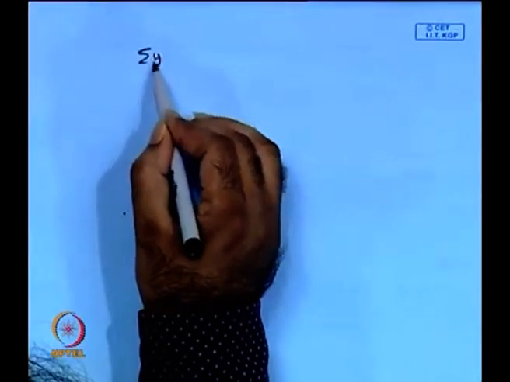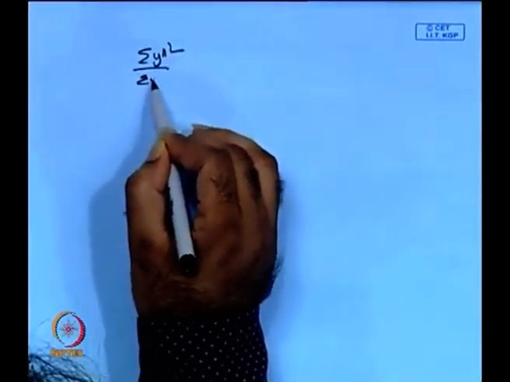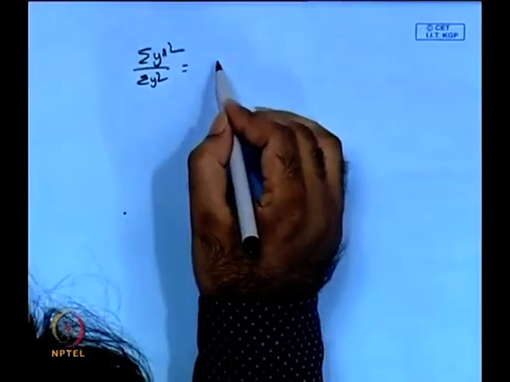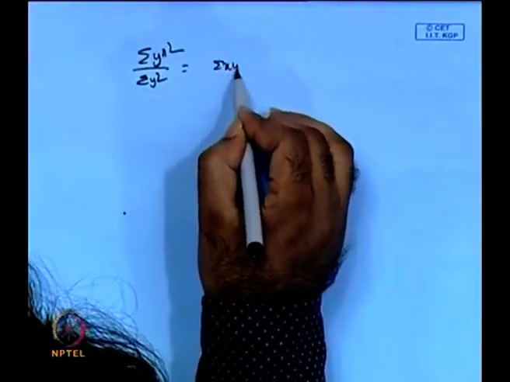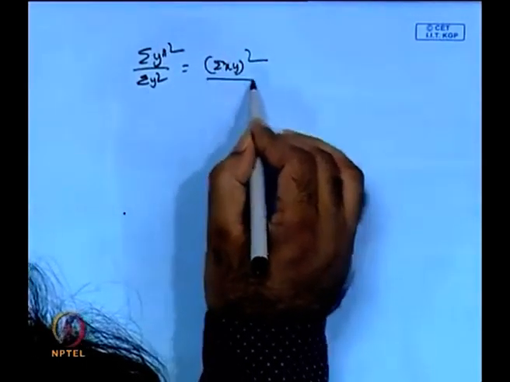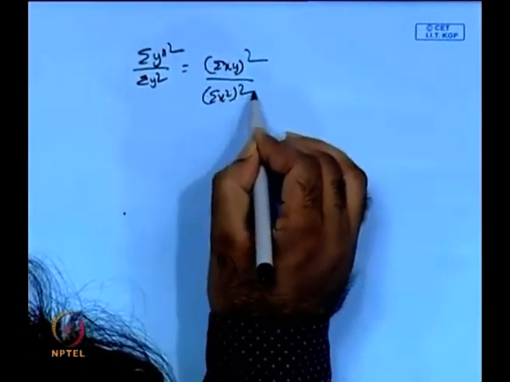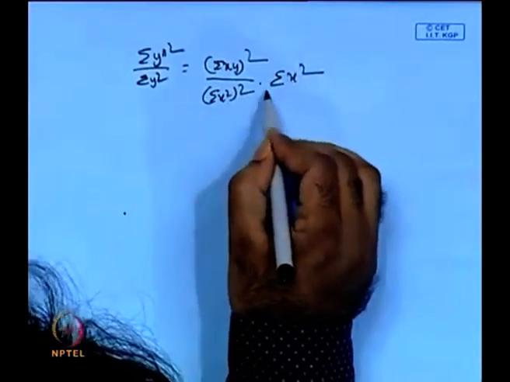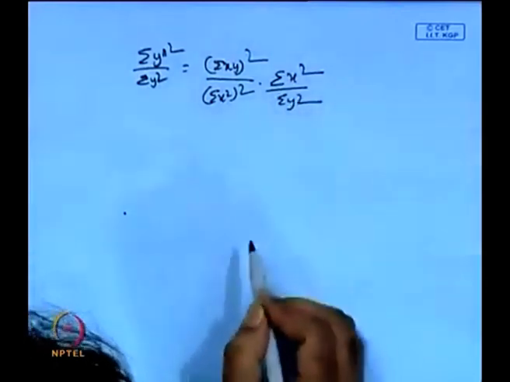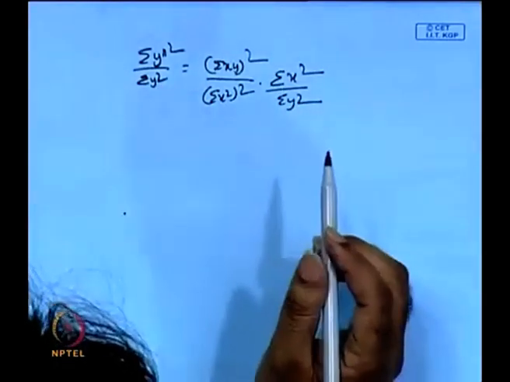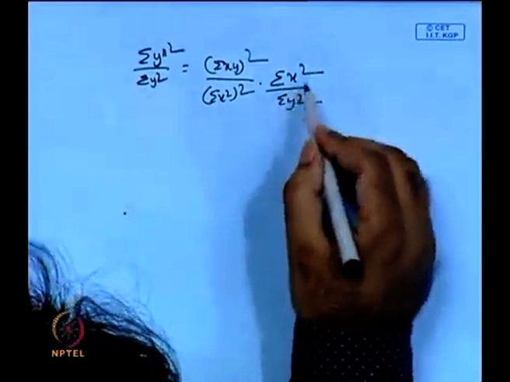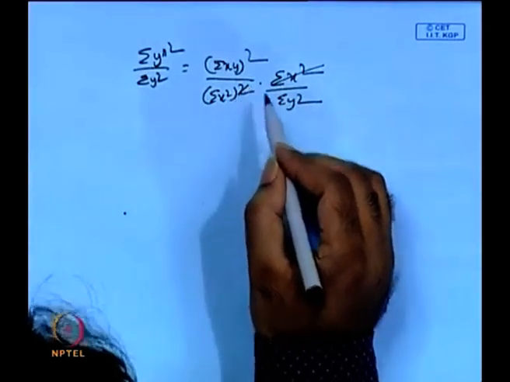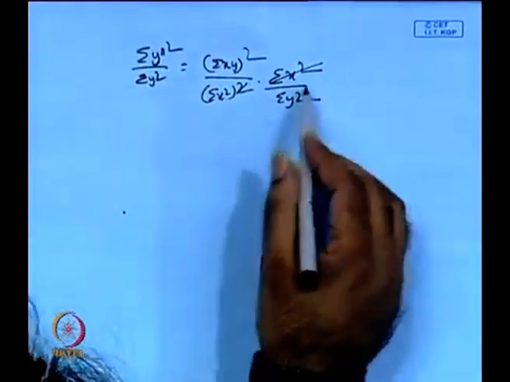So, summation y hat square by summation y square is equal to summation x y whole square divided by summation x square whole square into summation x square, divided by summation y square. This is summation y hat square by summation y square. Now you see here, this is summation x square and this is summation x square to the power 2. So, this is how it is cancelled.